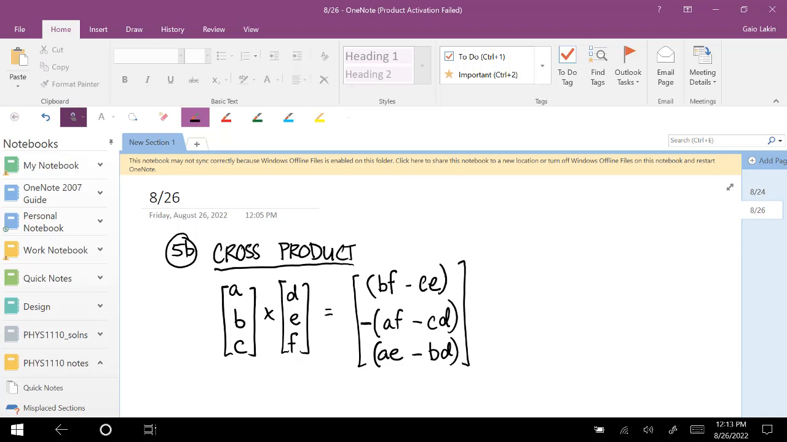There are memory devices for doing this, but you never need to do this by hand. Your calculator does it, so learn how to do it on your calculator.